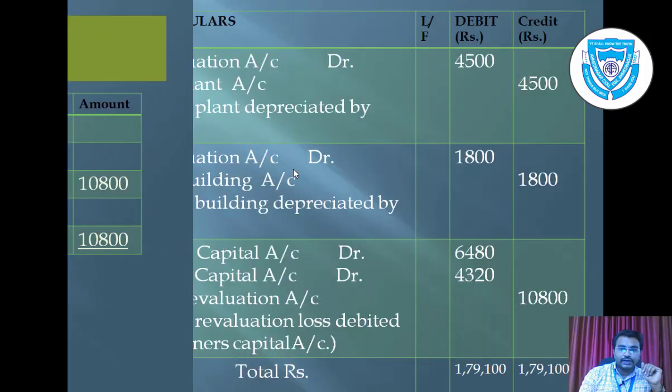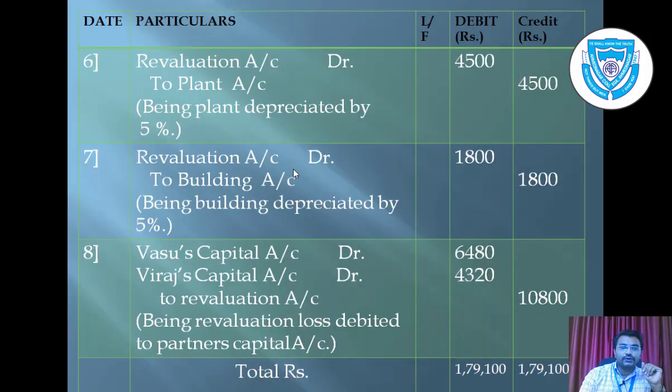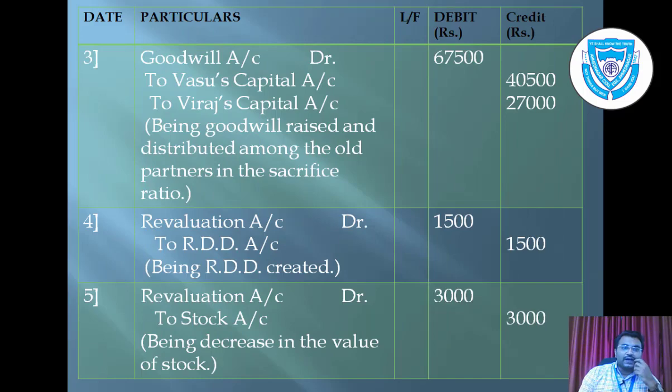So now you will get the entry you have to pass: goodwill account debit 67,500, the total value of the goodwill of the firm, then to Vasu's capital account 40,500 and to Viraj's capital account 27,000. You know the narration: being goodwill raised and distributed among the old partners in the sacrifice ratio. Sacrifice ratio is equal to the old ratio, that I have discussed just now.